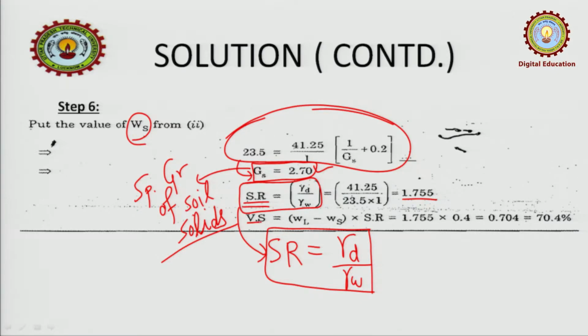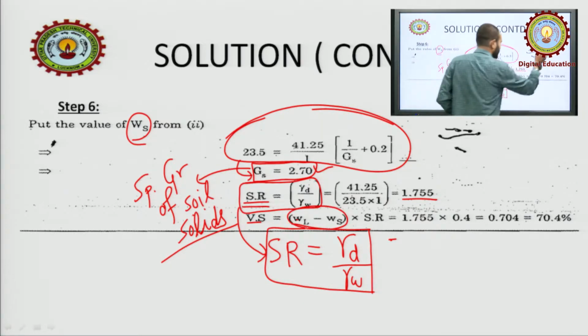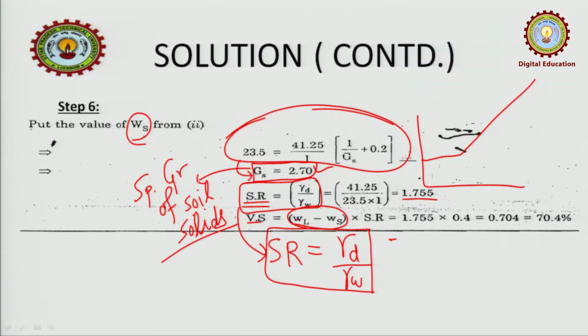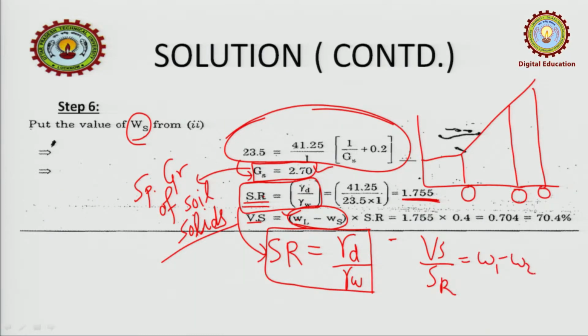Then finally, volumetric shrinkage. What is volumetric shrinkage? It is just the difference between two limits, mainly the shrinkage limit and you can take either the liquid limit or this one. Here we will be using the liquid limit, so that we can use the shrinkage ratio. So actually Vs upon Sr is W1 minus W2. This formula has been used here, and we have calculated it to be 0.74, in percentage 70.4%. So this is your question.